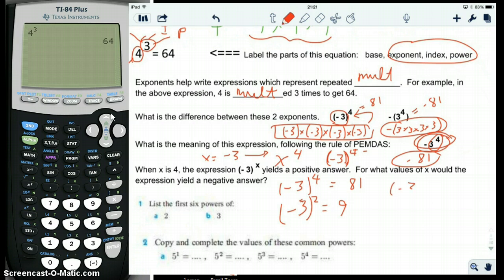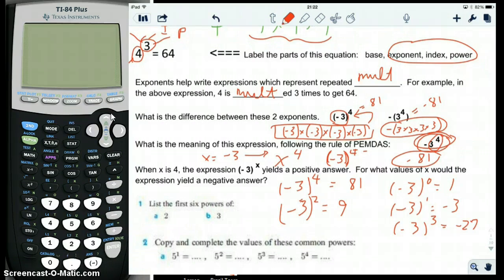What about negative 3 to the 0? That gives us 1. What about negative 3 to the 1? Oh, that gives us negative 3. What about negative 3 to the third? We didn't try that yet. That gives us negative 27 because it's negative times negative times negative. That gives us a negative.